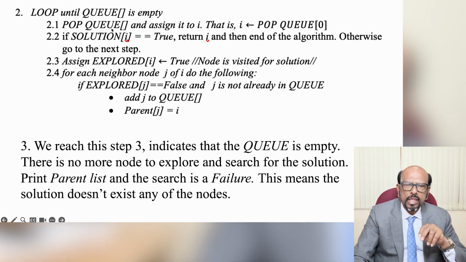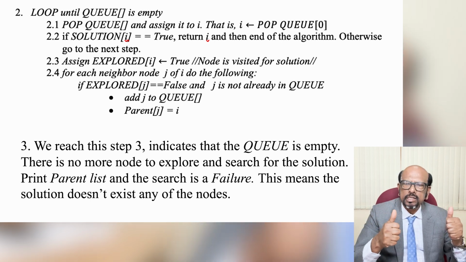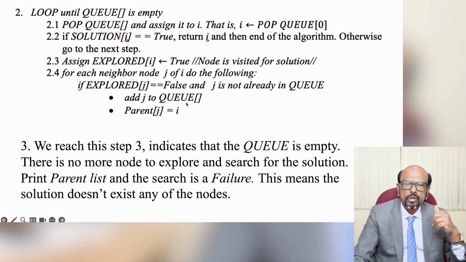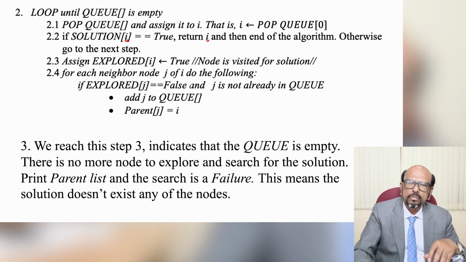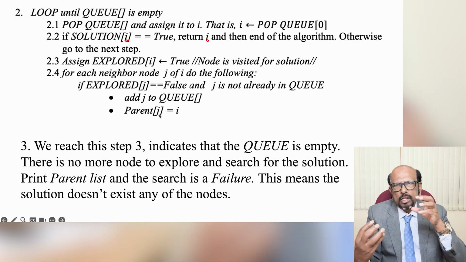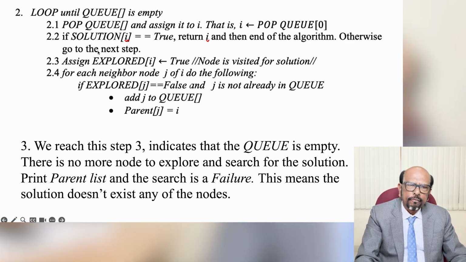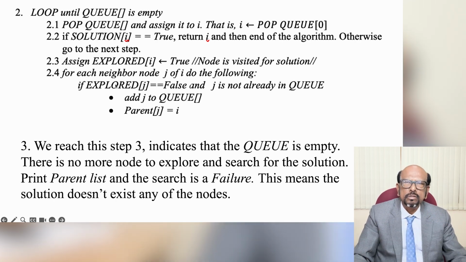So if explode of J equal to false, it means it is not explored, and J is not already in the queue. If these 2 conditions are satisfied, add J to the queue, append it to the queue, and in such a case, parent of J is I, because that is the neighbor. I is the parent, and J is the child. If this is continued again and again, the loop will be repeated.